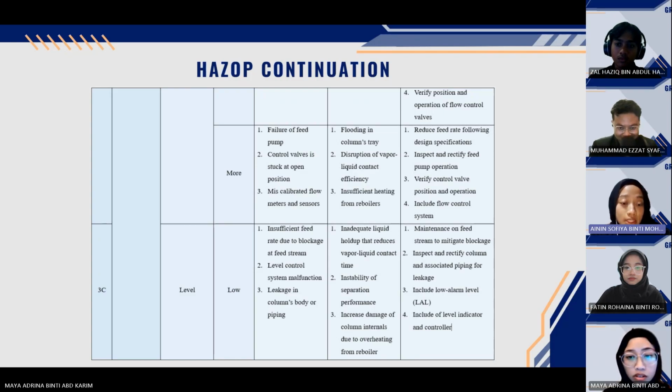When the level is low, it is possibly due to insufficient feed rate due to blockages at the feed stream. And it will lead to inadequate liquid holdup that reduces vapor liquid contact time. What we must do is to include the low level alarm, LAL, to provide warning indication when the column liquid level is at an abnormal state. And we can also include a level indicator and controller to assist the operator to monitor and control the process effectively. So next slide.